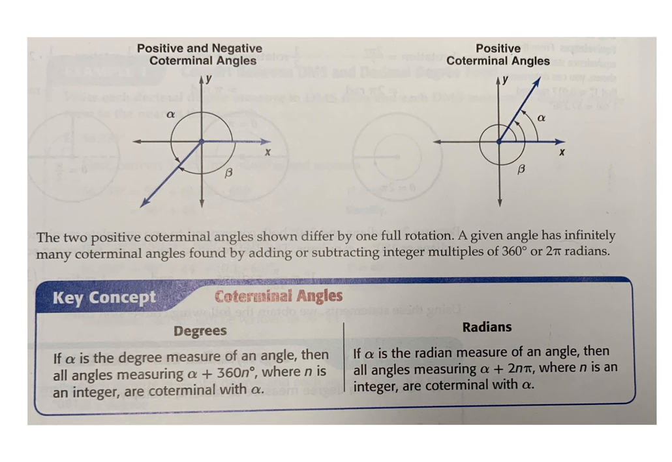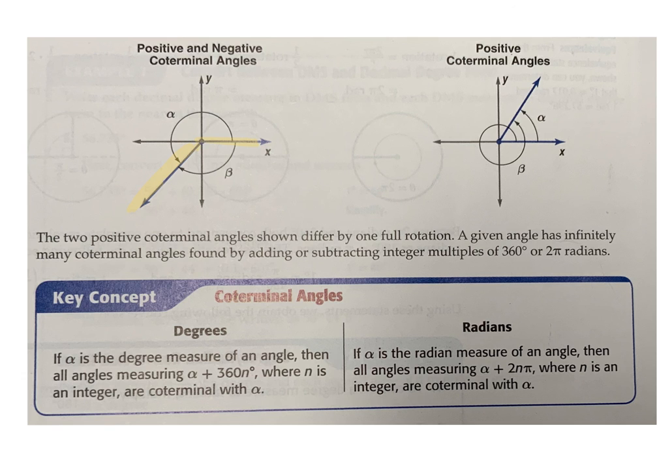All right, coterminal. If terminal means where it ends, what do you think coterminal means if you're talking about two different angles? Coterminal means they end at the same point. Okay? Coterminal means they end at the same point. So like the first one, I have this angle right here. So I have this angle that they have drawn.